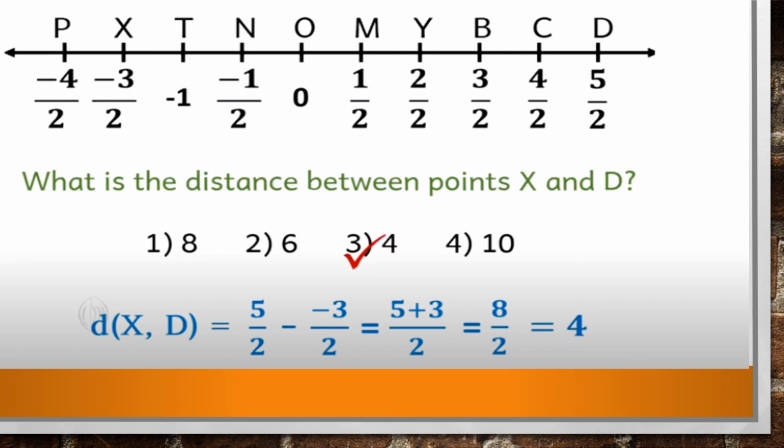First thing, what did we do? We found out the distance between X and D. X was -3 upon 2 and D was 5 upon 2. 5 upon 2 is a greater number. We will subtract -3 upon 2 from it. So you will get 4 as the answer. And option number 3 is 4. So you will circle out that number.